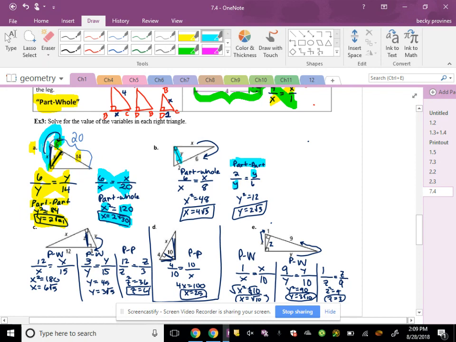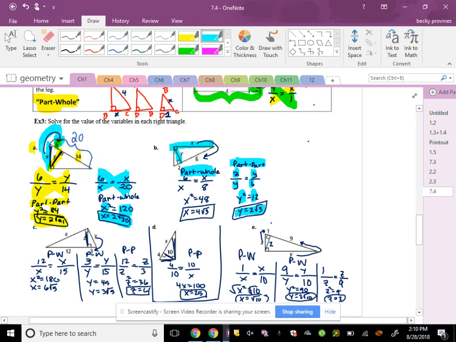What's the 2 pieces of the hypotenuse? What's the 2 parts? 6 and 2. 6 times 2 is 12. Square root of 12 is 2 root 3. All right, what are the 2 parts of the hypotenuse? On the next one is part whole.